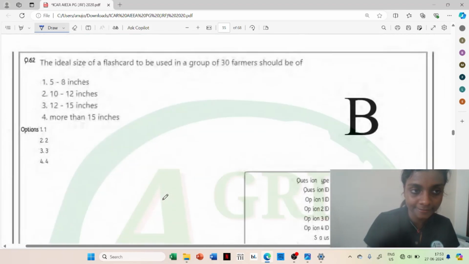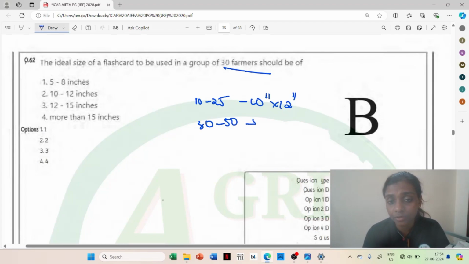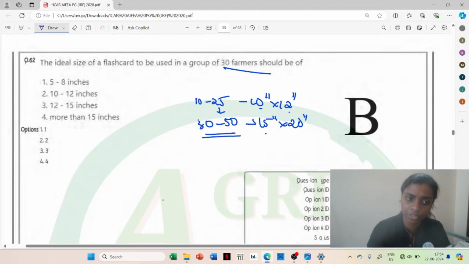Next question. The ideal size of a flashcard to be used in a group of 30 farmers should be... So these are some of the mug-up kind of questions. If the group is between 10 to 25, generally we will say the size of the flashcard will be 10 into 12 inches. If the group is between 30 to 50, then it will be 15 to 20 inches. Here they have asked 30. It is a little more, but the answer is 10 to 12 only, because 15 to 20 is given for a large group. So here we can select 10 to 12 inches, option 2.